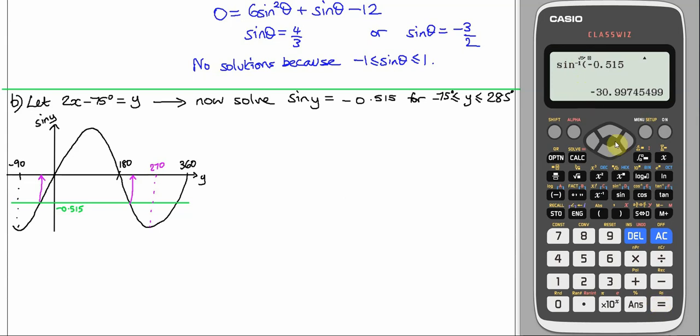I'm not going to round that number yet, because at the end of the question I'm going to be adding 75 back on and then dividing everything by 2. So I'm going to be careful not to round this. So I'm going to store it under X. 2 buttons, STO button, and then the X button. That number is stored under X. So on the screen this is minus 30.99.